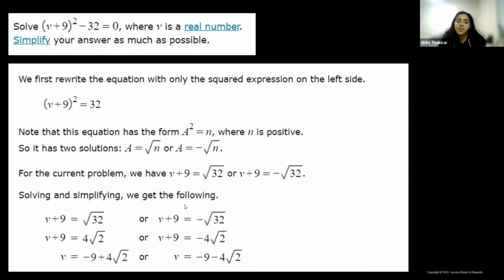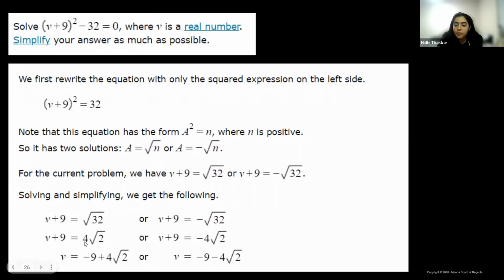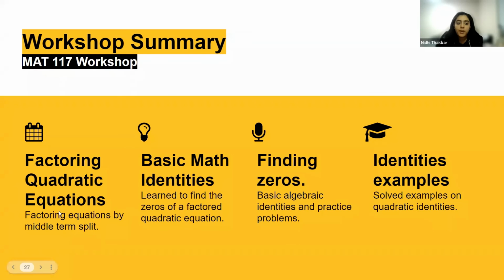So what we did here is the same thing. We just equated it to 32. 32 is not a perfect square of something, so that's why we get 4 root 2. And then you just take the plus 9 to this side. So we get y equals negative 9 plus 4 root 2, and y equals negative 9 minus 4 root 2. So that was it. Now we learned factoring quadratic equations, basic math identities, finding zeros, and we did examples on the identities.